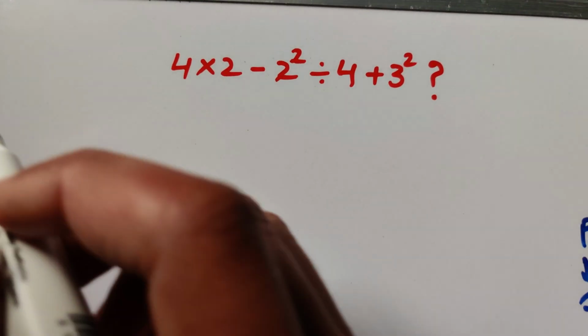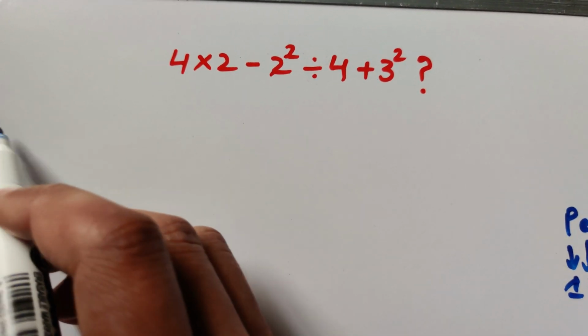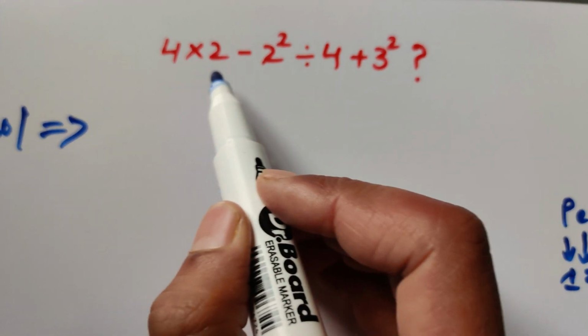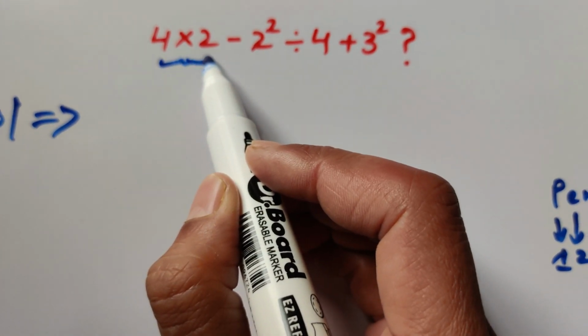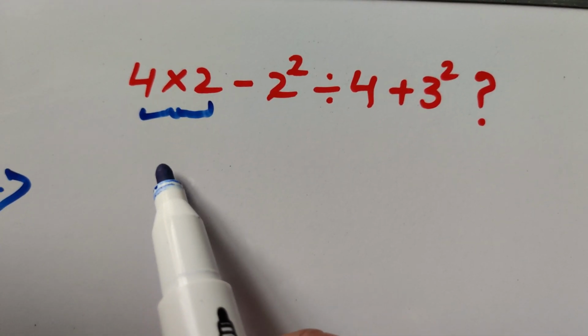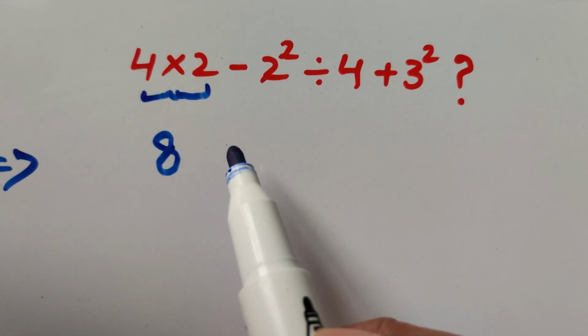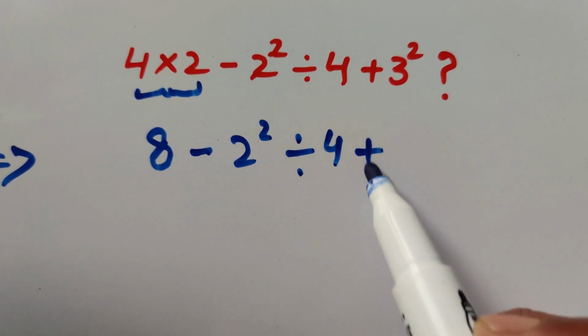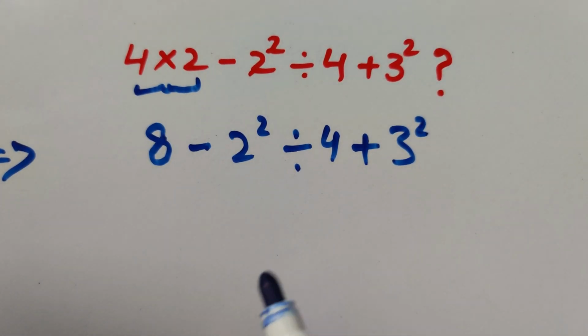So first of all, solution, right? So multiply first, from left to right. 4 times 2, 8, right, minus 2 to the power of 2 divided by 4 plus 3 to the power of 2.